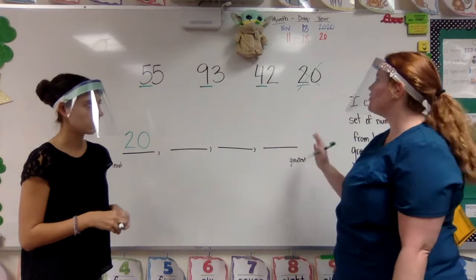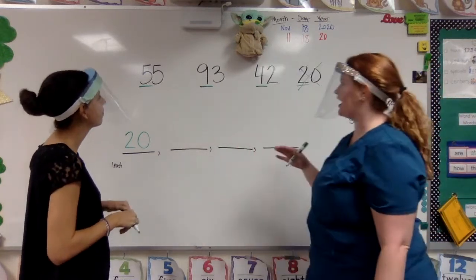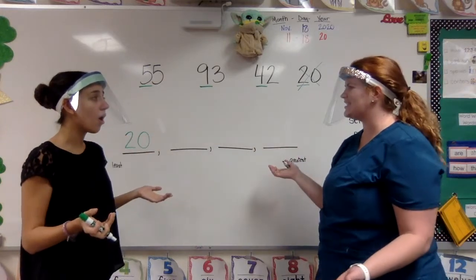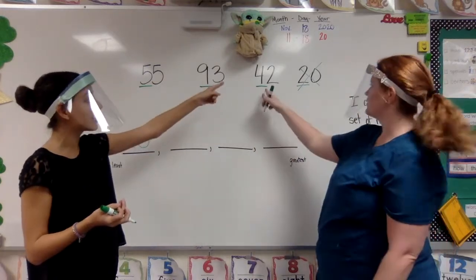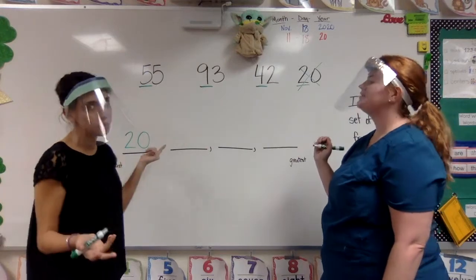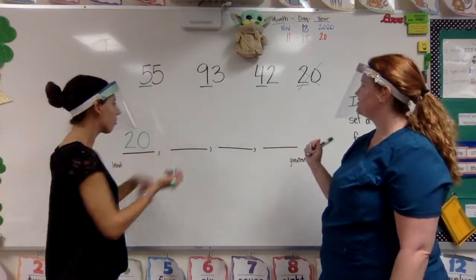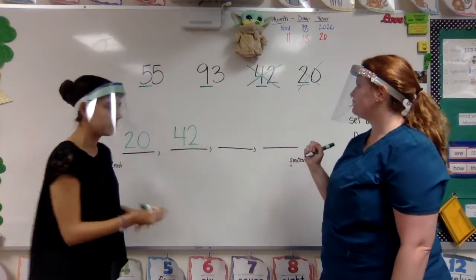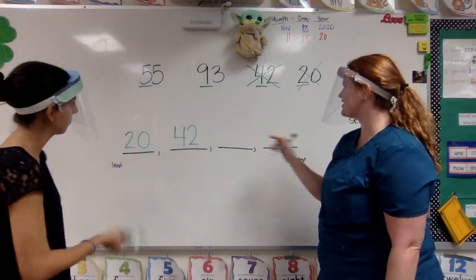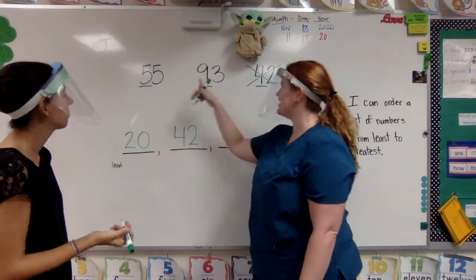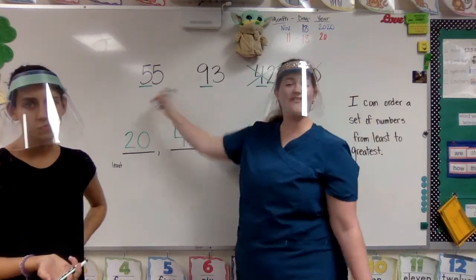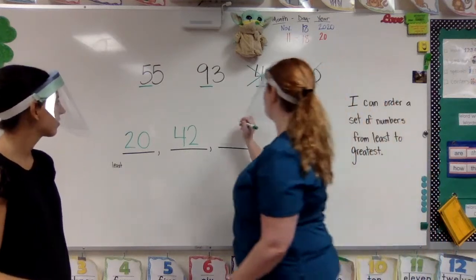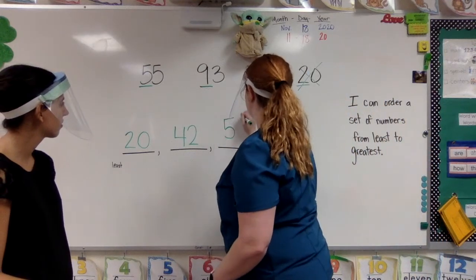Oh, okay. We still have all of our tens underlined. Let's see, we have a 5, a 9, and a 4. Which one of those is the least? Oh, I remember. 4 is less than 5, which means that it's also less than 9. So 42 would be the next least number. Okay, so the next least number, let's see, I have 5 tens and 9 tens. Oh, I think 5 tens is less than 9 tens. So I'm going to put 55 next.